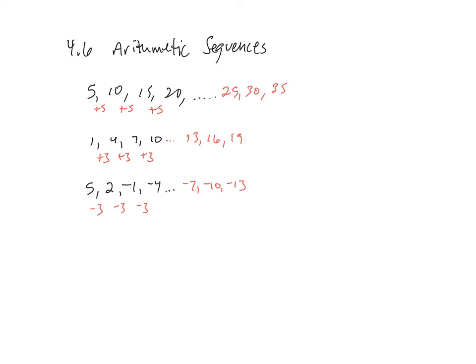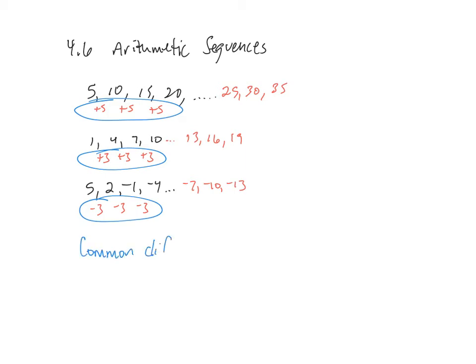Write the next 3 terms in the arithmetic sequence. So this pattern here is what's called a common difference. So some of the problems will actually just be what's the common difference. So the answer would be 5 or 3 or -3.